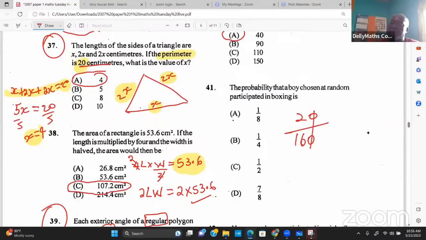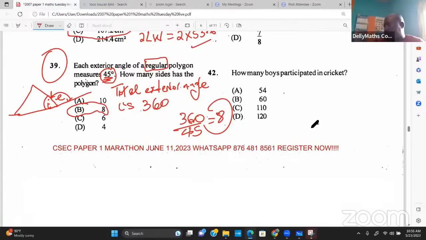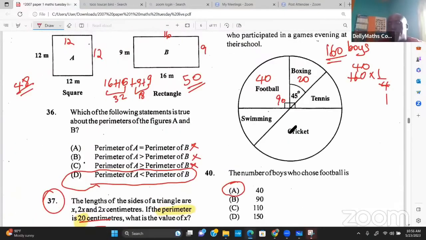Let's cancel. 0 is gone. 2 into itself, 1. 2 into 16, 8. So I'm looking for 1, 8 as my answer, and here it is. All right, so there is my 1, 8. Right, good. So next movements, right? Next movements is 42. It says how many boys participated in cricket. Let's go back to that. How many boys participated in cricket?